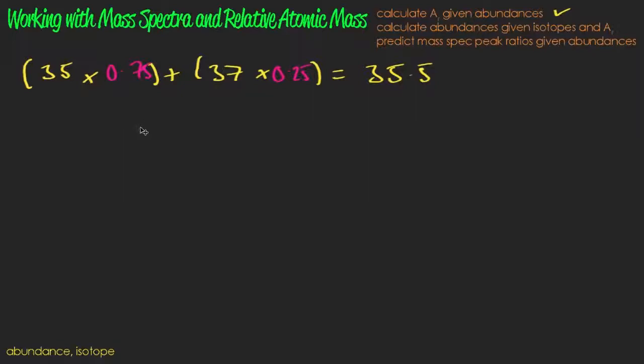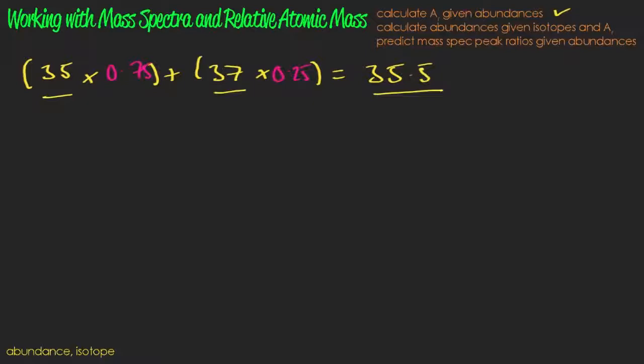I've got my equation that I've written out from before. Now let's imagine we begin with a question. We've been told that there are two different isotopes of chlorine. One is chlorine 35, one is chlorine 37, and the relative atomic mass is 35.5. Our job is to come up with these other numbers.